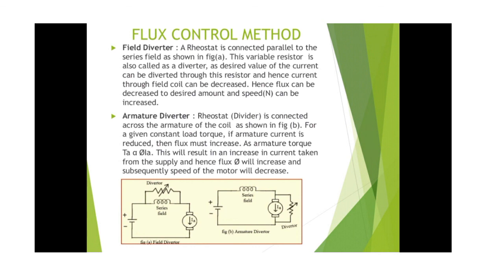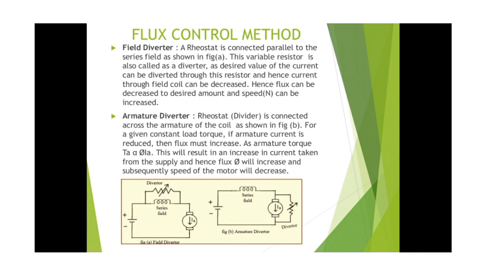Flux control method of DC series motor. First, field diverter. A rheostat is connected in parallel to the series field, as shown in figure A. This variable resistor is also called a diverter, as the desired value of the current can be diverted through this resistor, and hence current through field coil can be decreased. Hence flux can be decreased to the desired amount and speed can be increased.